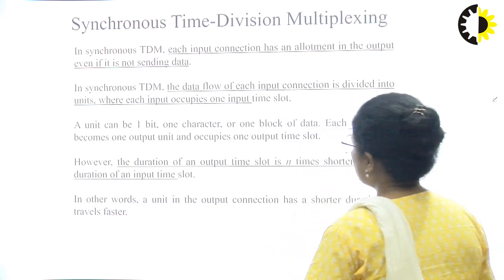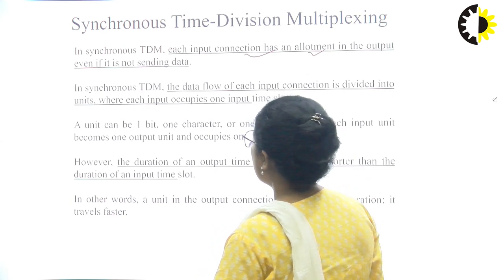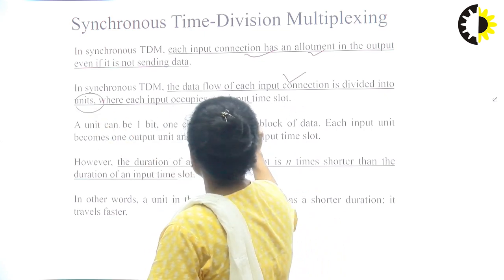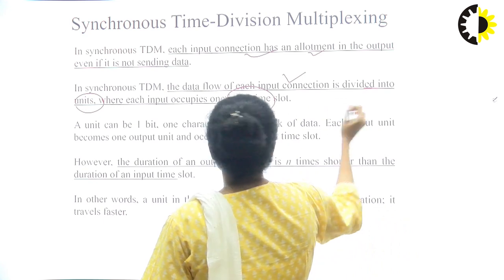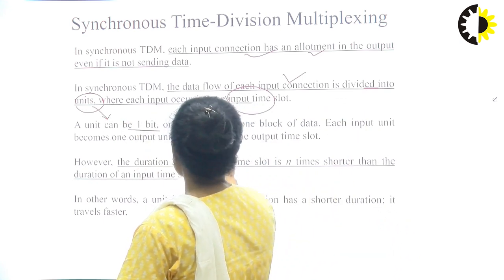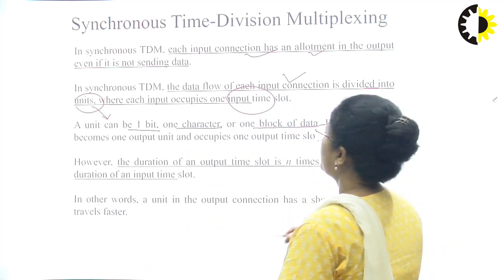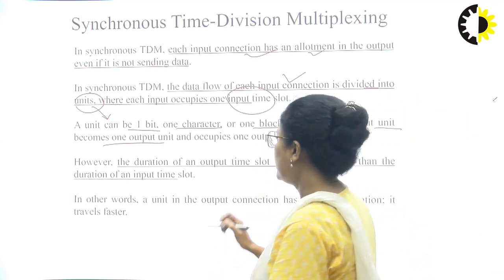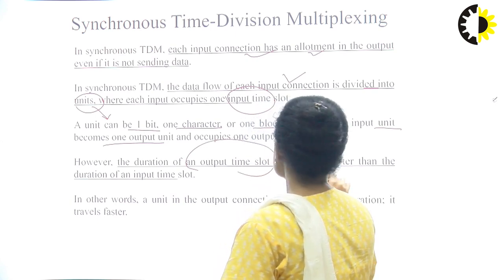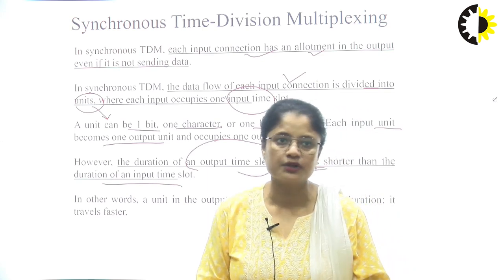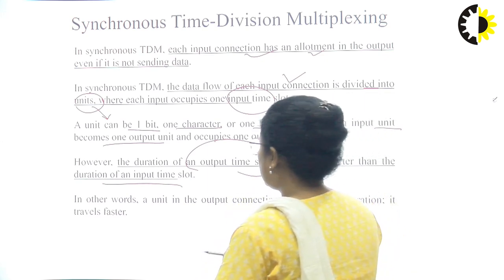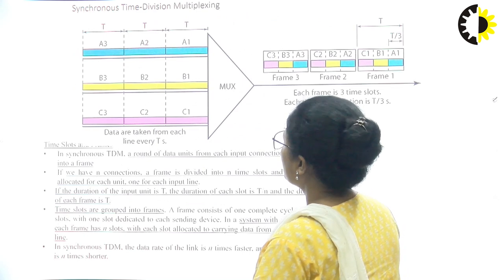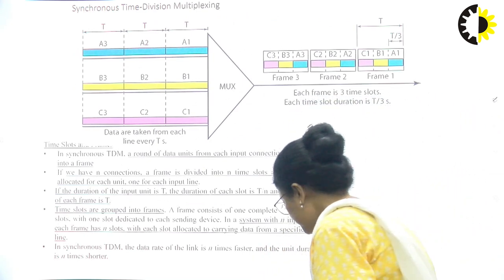In case of synchronous, as I told you, each input connection has an allotment. The data flow of each input connection is divided into units, and each input occupies one input time slot. This unit can be a bit, or a character, or a block of data. And each input unit becomes one output unit and occupies one output time slot. However, one point that we need to remember is that the duration of an output time slot is n times shorter than the duration of an input time slot. This is a very important point when talking about TDM. In other words, a unit in the output connection has a shorter duration as it travels faster. This is an example of synchronous time division multiplexing.